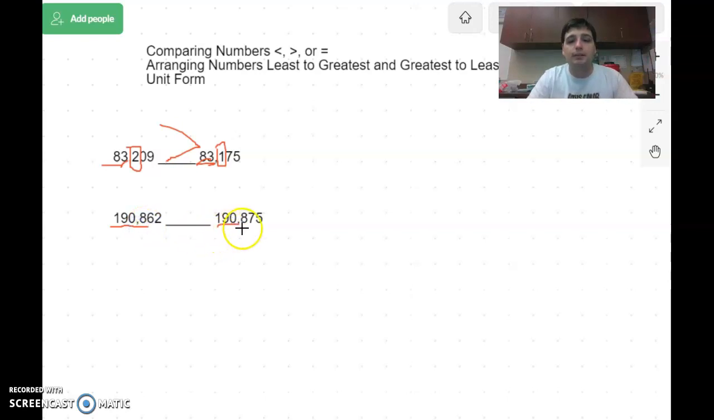I need to keep going until I get the smallest one that's different. My thousands are the same. And then my difference is finally going to happen at the tens. Here I have 6 tens. Here I have 7 tens. I know 7's bigger than 6. So my answer is less than.